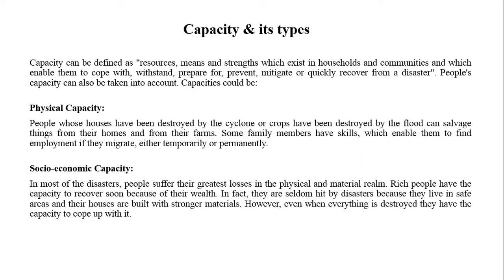Okay? Capacity can be defined as the resources, means and strengths of a community which enable them to withstand, prevent, mitigate or recover from a disaster. So, capacity could be physical capacity and the second one is socio-economic capacity. In short, physical capacity is houses, farms, land, skill of people. And on the other hand, socio-economic capacity is richness, safe locations and money.